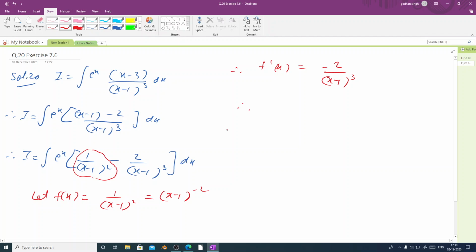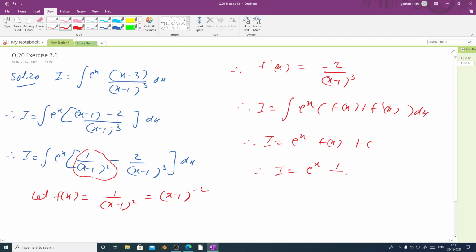So therefore I is of the form e raised to x into f(x) plus f dash x, here dx. Therefore we can say that I is equal to e raised to x into f(x) plus c. Therefore I equals e raised to x. What is our f(x)? Our f(x) is 1 over (x minus 1) whole square. So e raised to x over (x minus 1) whole square plus c. So this is the answer of question number 20.